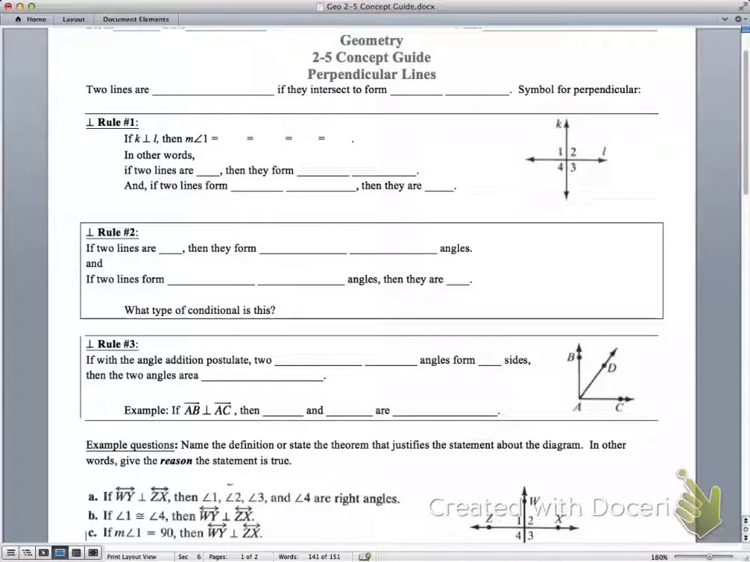All right, welcome to another edition of Geometry. This is the 2.5 concept guide, which is on perpendicular lines.